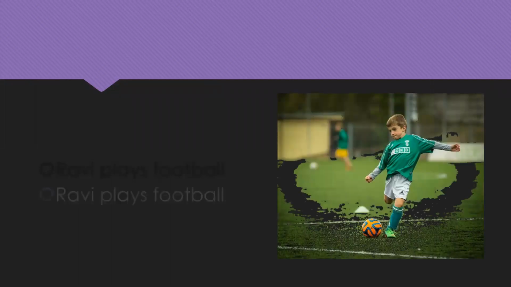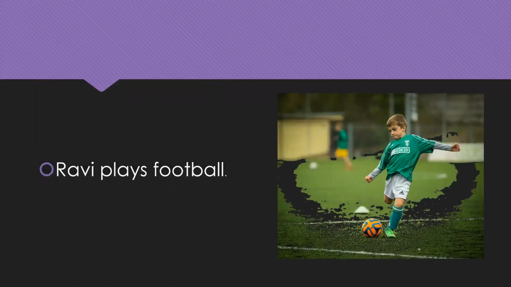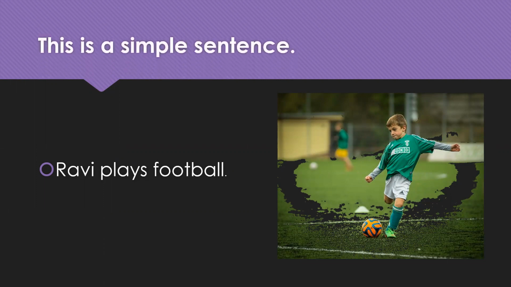Look at this picture. Ravi plays football. Ravi is in the picture there, and the sentence states that Ravi plays football. This is a simple sentence.